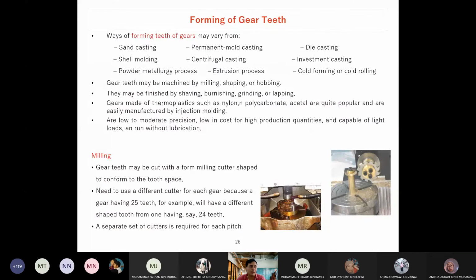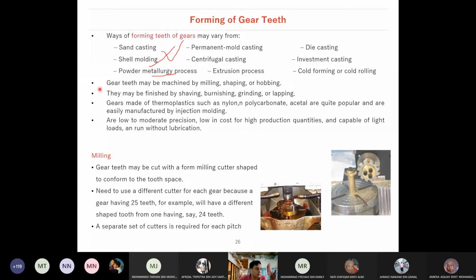Okay, this slide is quite straightforward. It tells you how to form a gear. You can do it by the direct way. This is for metallic sand casting. You can use shell molding, powder metallurgy, permanent mold casting, centrifugal casting and so on.